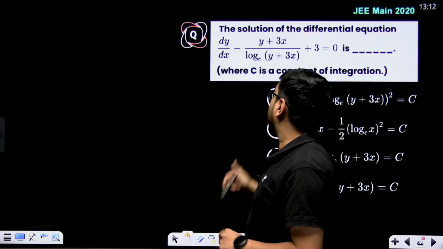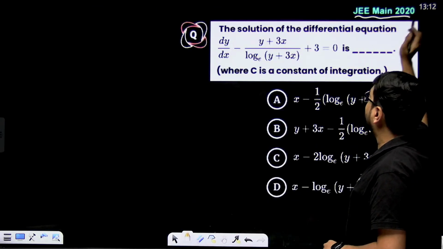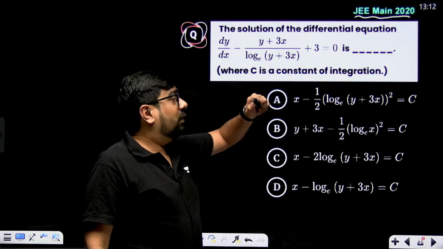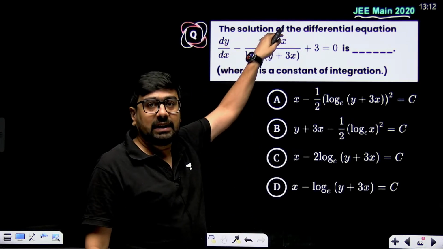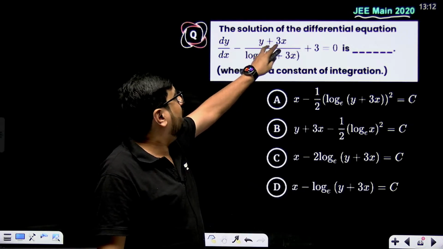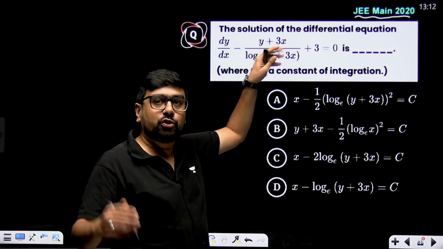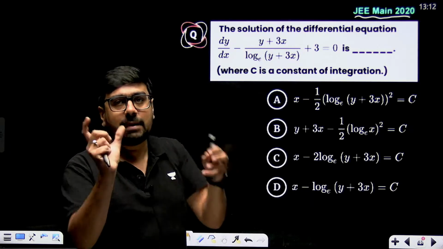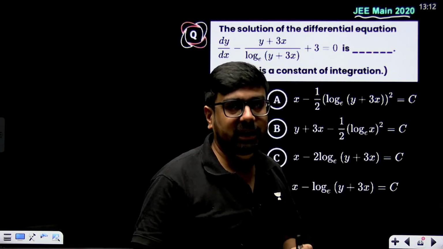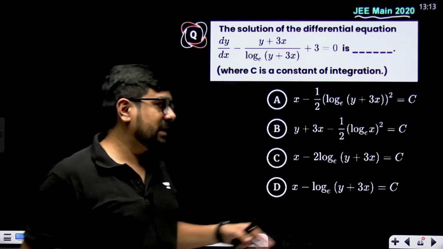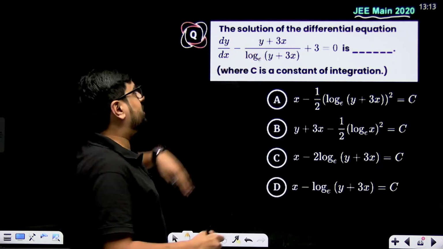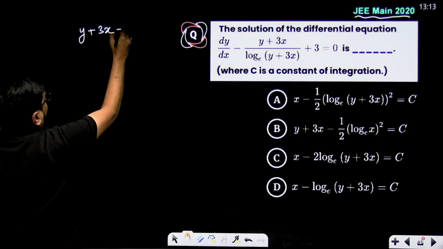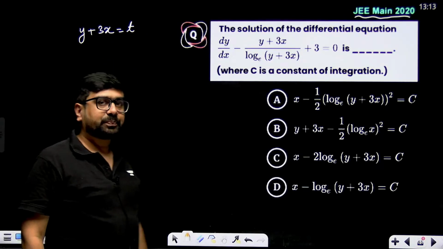For example, let's see this question. This is from 2020 PYQ only. So you see, right side, acha, one more thing, the same linear function should be there, right? Y plus 3x, same thing is here also, numerator and denominator, in both the places. If you see the same linear function and you want to reduce it to variable separable form, then just substitute that function as t. So basically y plus 3x, I'm going to substitute as t, right?